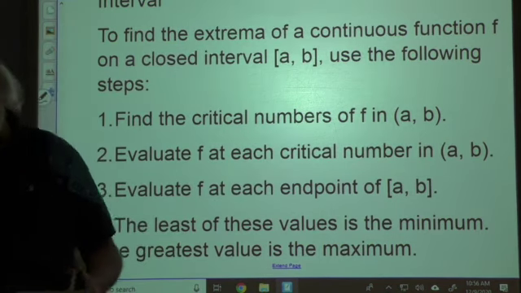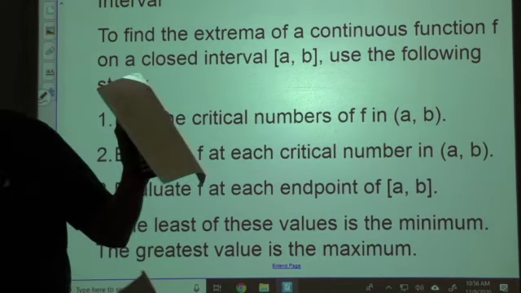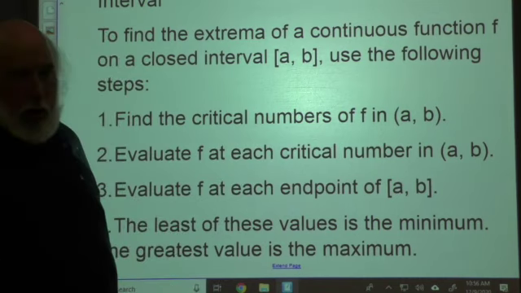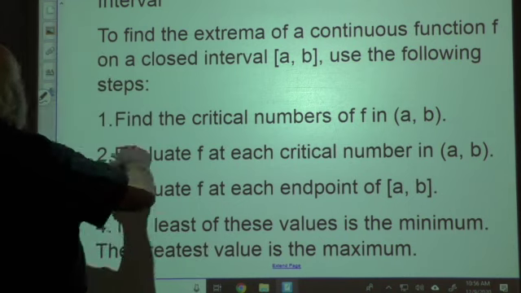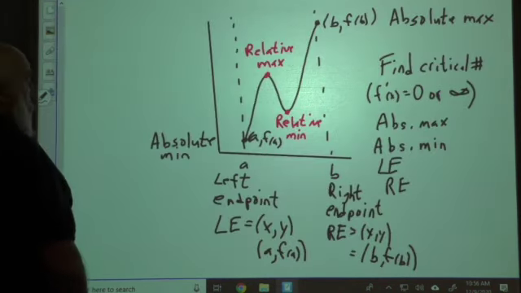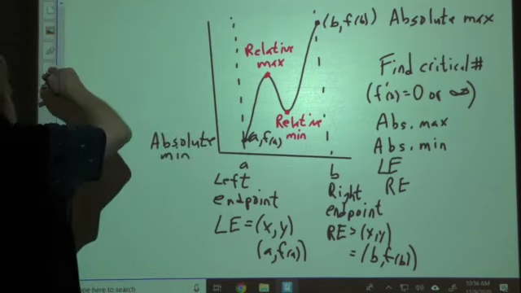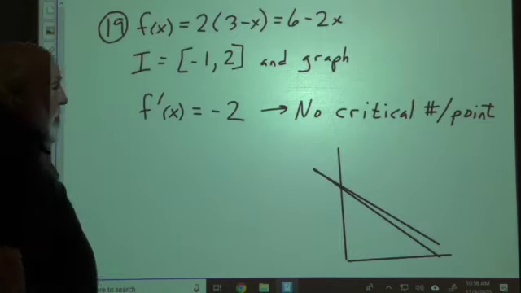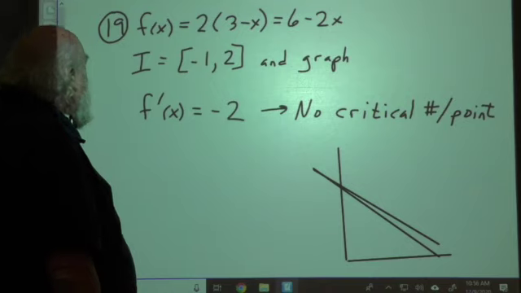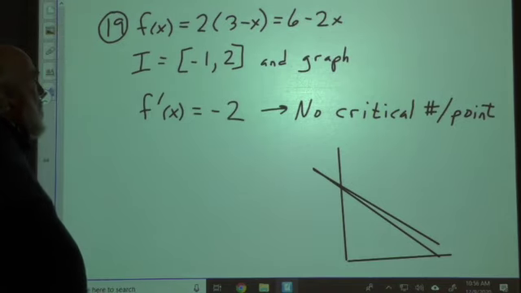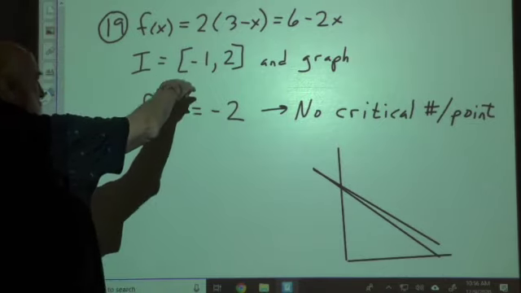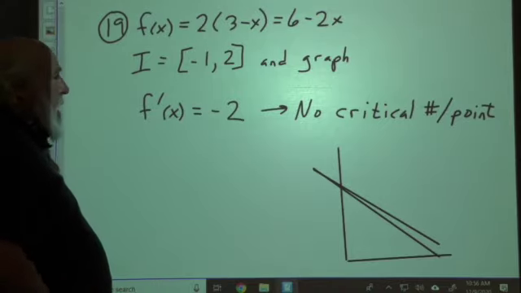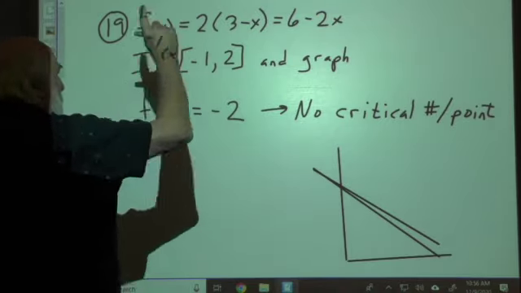At this point, you're going to need your calculator, and you need to open up the book to page 169. We'll start with problem number 19. I'll come back to that just a little bit, but I'm going to start with the problem at this end. For this one right here, the function is 2 times quantity 3 minus x, which I rewrote as 6 minus 2x. The interval is from -1 to +2, and we need to graph that right there.